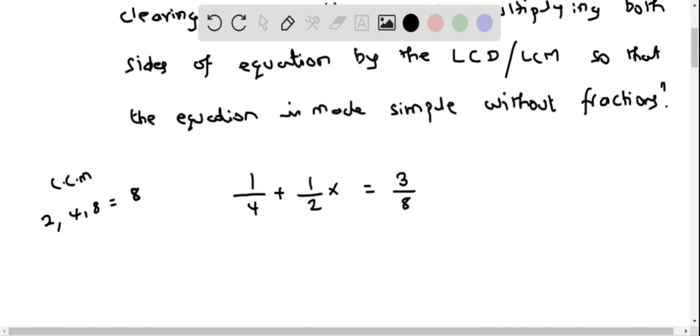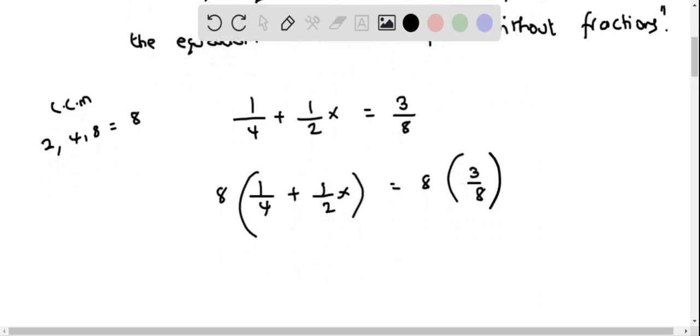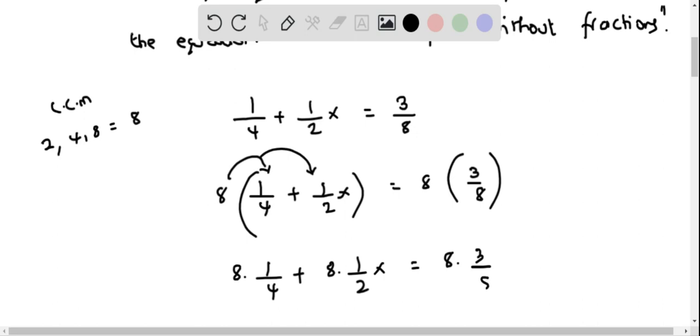So let's do that. It is 8 times (1/4 plus 1/2 x), and this side also we multiply by 8: 8 times 3/8. Now we use the distributive property, that is we multiply 8 with the terms inside the bracket. So it becomes 8 times 1/4 plus 8 times 1/2 x, and this equals 8 times 3/8.